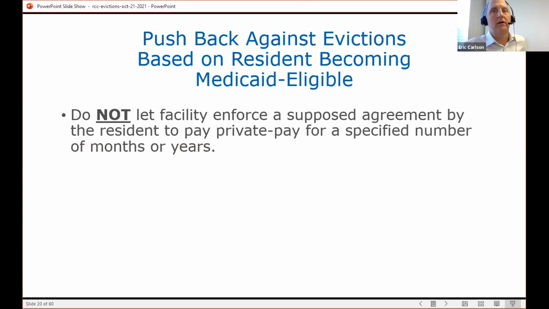And let's have a relatively quick discussion about some Medicaid relevant rules as well.